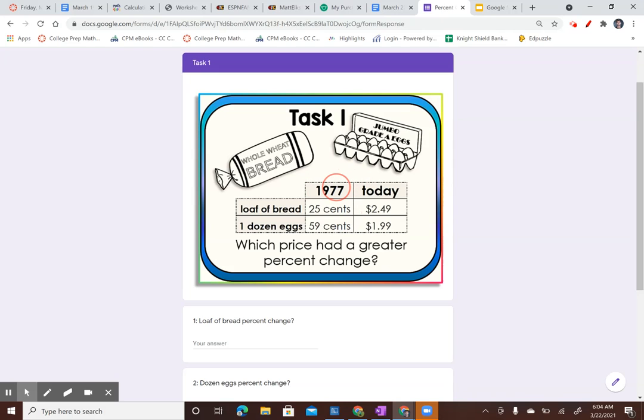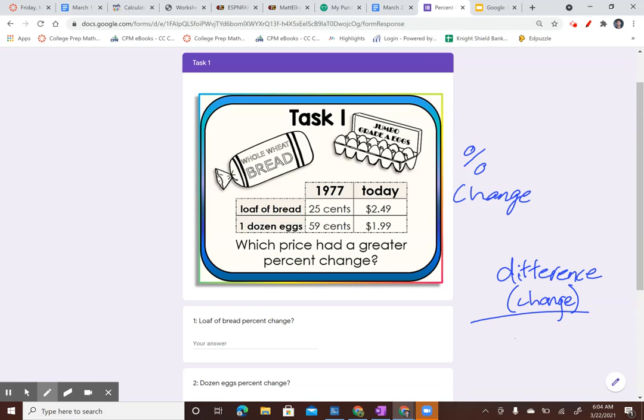All right, so between the years of 1977 to today, obviously there's been a percent change, an increase in price, and you're going to calculate what that increase is to see which item has the greater percent change. So remember, we calculate percent change by taking our difference or our change, dividing it by our original cost, and then multiplying it by 100, or moving that decimal place over 2 spots.